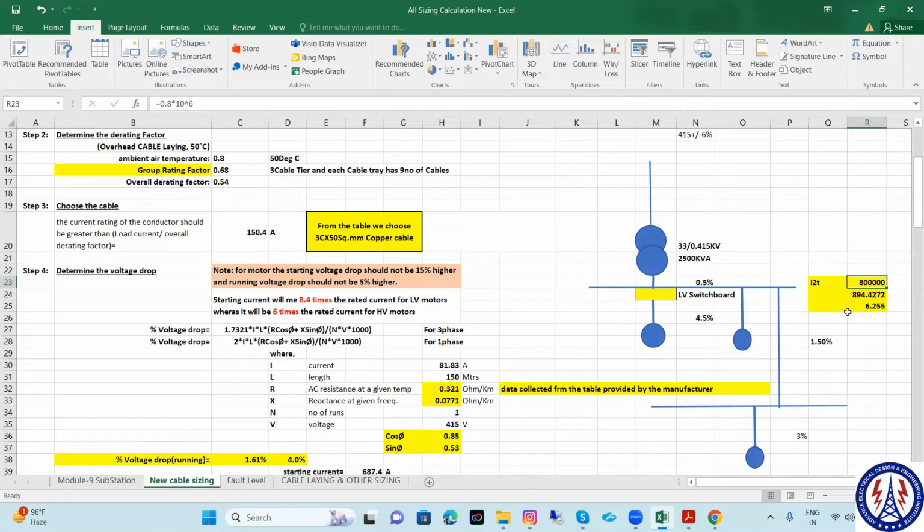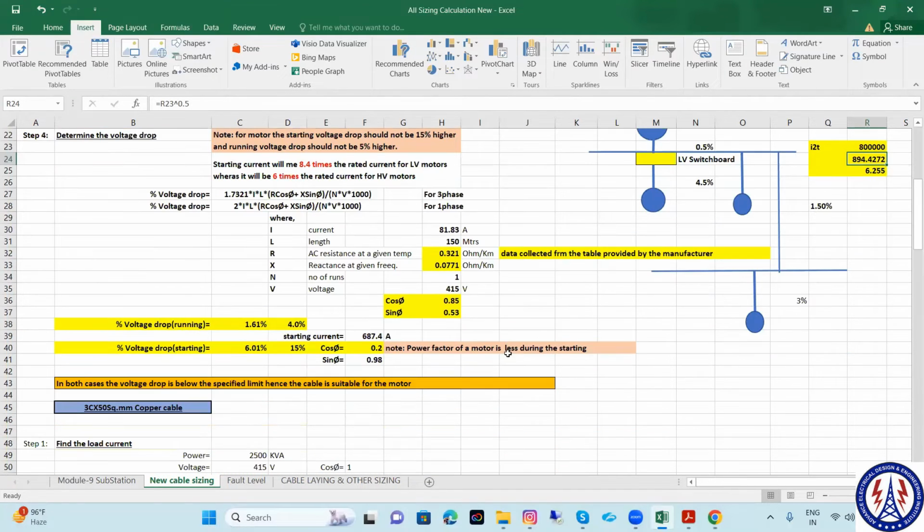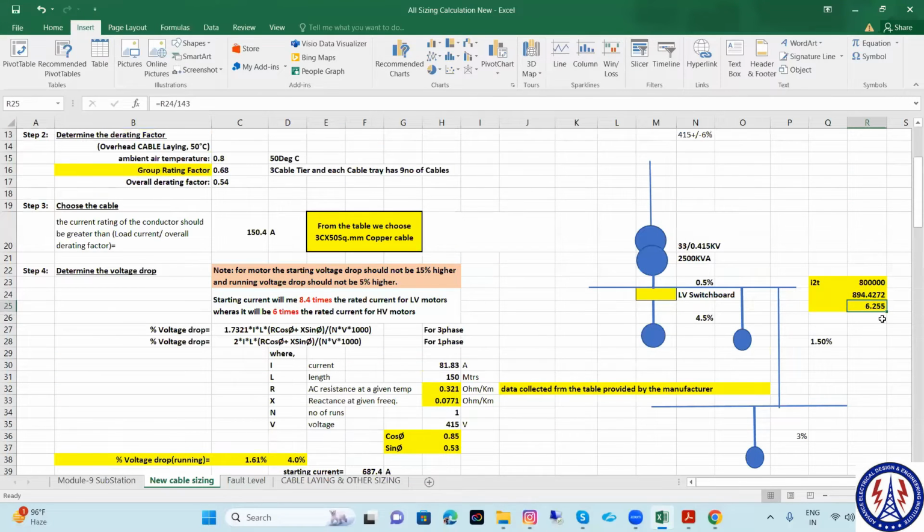My formula was root of I squared t upon K. This is I squared t, right? So I will take the square root of this. As my cable is copper, I will divide it by 143. You can see that my cross section is coming only 6.255, meaning only a 10 square millimeter cable is needed for this fault level. So that's why I can avoid that.